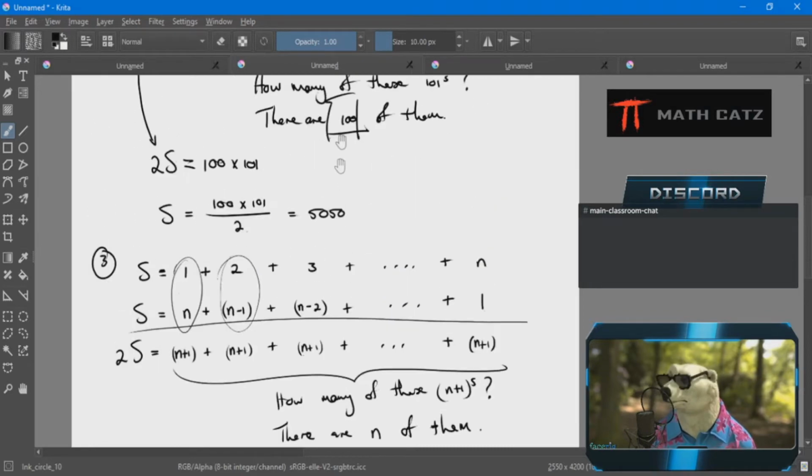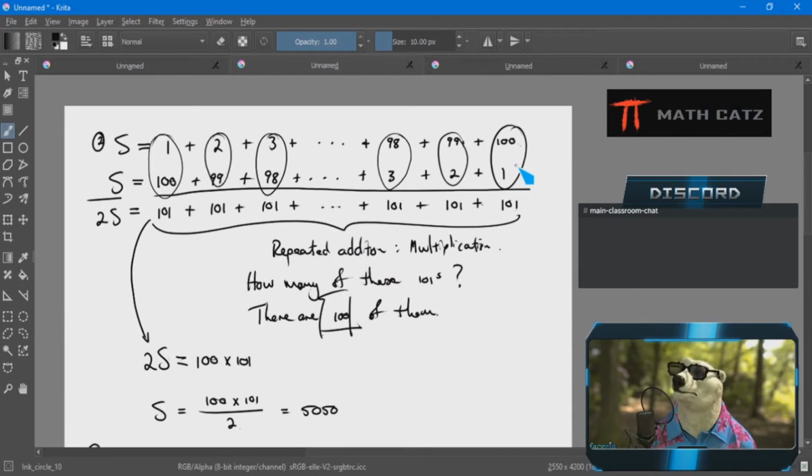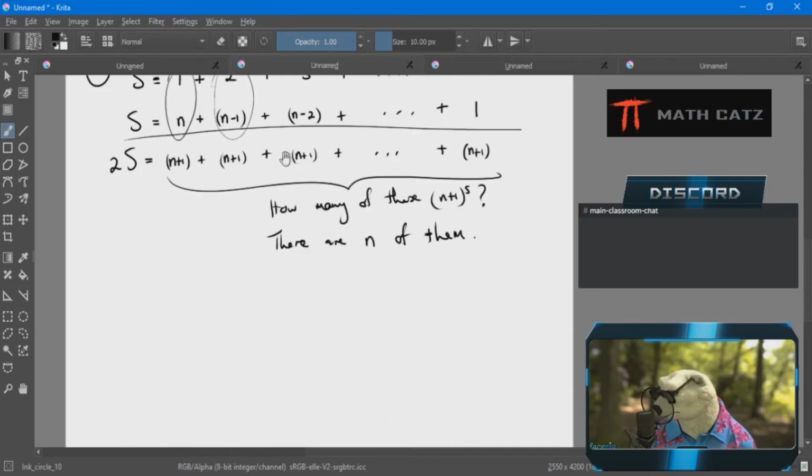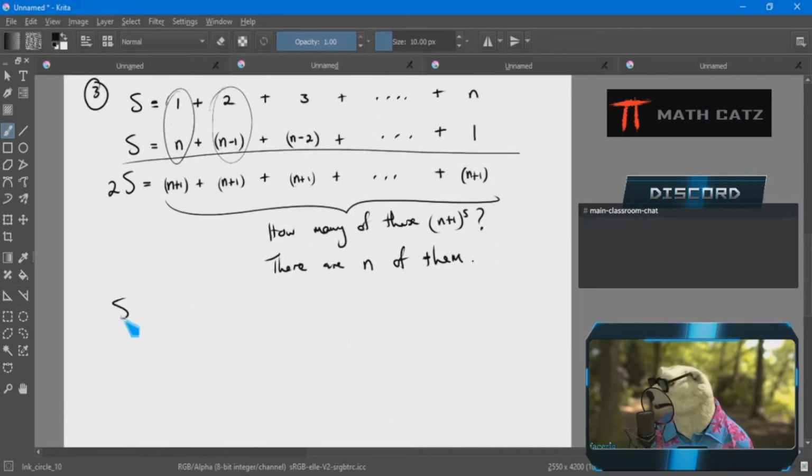Just like in the first example, when we went to 100, our pair value was 101. There were 100 of them because 1, 2, 3, 4, 5, 6, all the way to 100 at the top. We then realized that was repeated addition. However many of these repeated numbers will be the multiplication. So now we have, let's see over here, n times n plus 1.